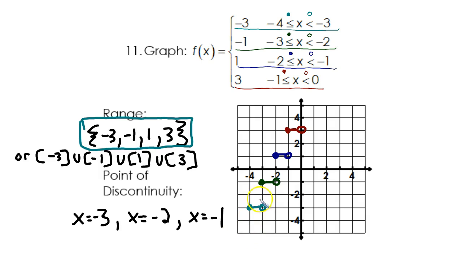There are 3 points of discontinuity. Remember, that's where there's a gap in the function. It behaves one way, jumps somewhere else, jumps somewhere else, jumps somewhere else. Those 3 jumps that we witness happen at x equals -3, x equals -2, and x equals -1.